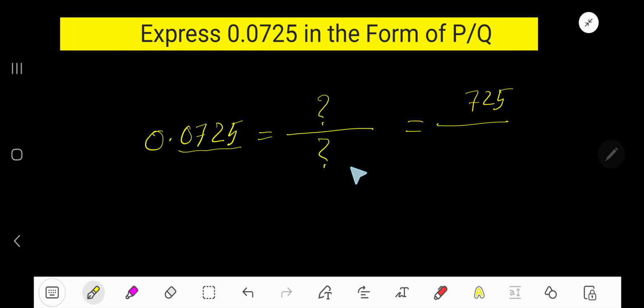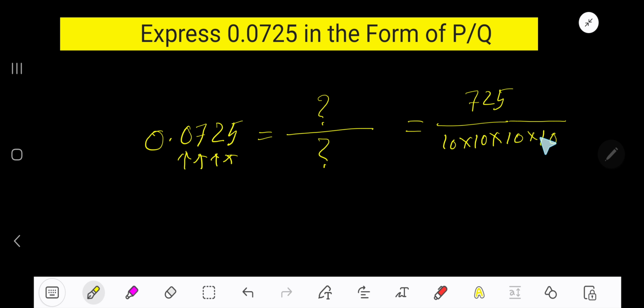So in the denominator, for every digit after the decimal, we have to consider 10. We have 1, 2, 3, 4 digits, so we have to consider four 10s. Of course, you have to place a multiplication sign among the 10s. That is, as a multiplication, we have to write 10. For each digit, we have considered 10: 1, 2, 3, 4.